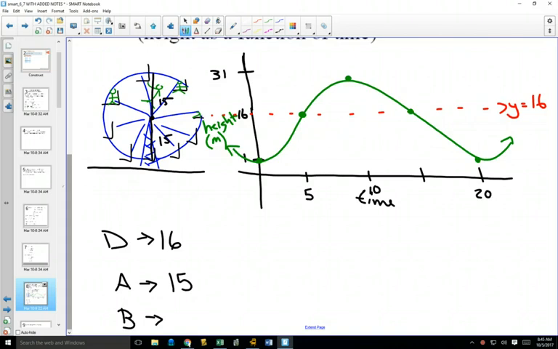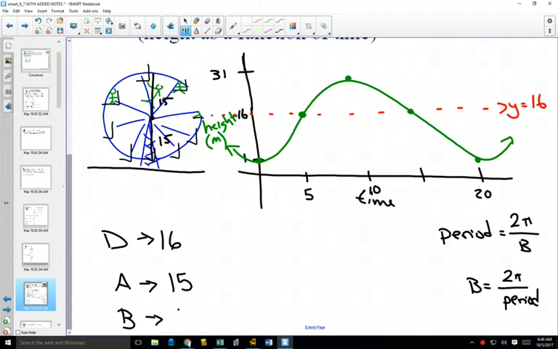Now our B value, remember, helps us find our period. Our period is always 2 pi over our B value. And if we rearrange this, we can say our B value is always 2 pi over our period, because your B value causes things to be stretched or compressed. In this one, can you see that our period is 20? And so our B value will be 2 pi over 20.